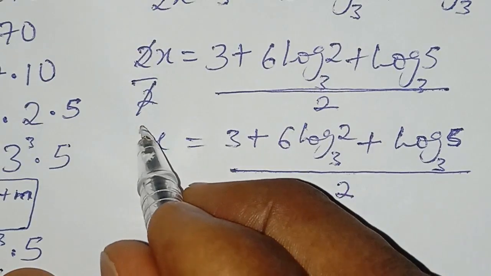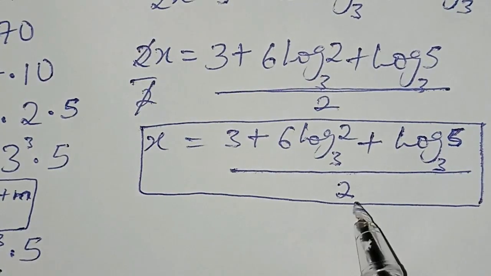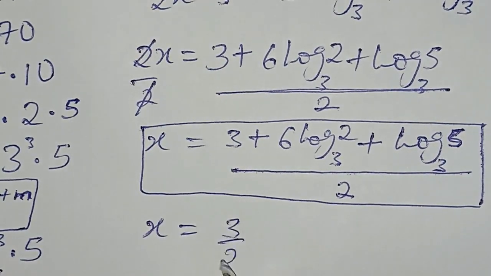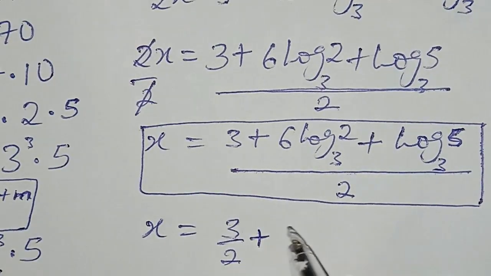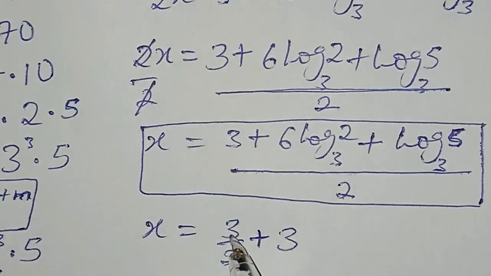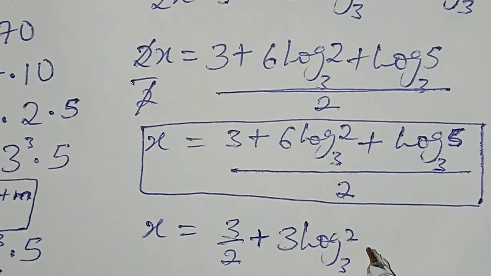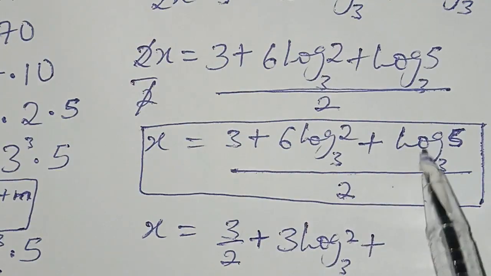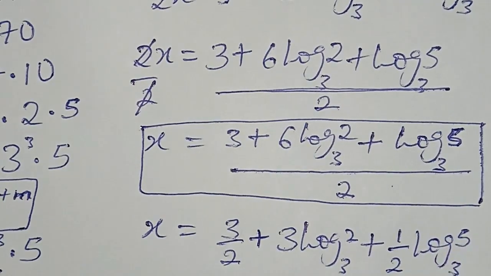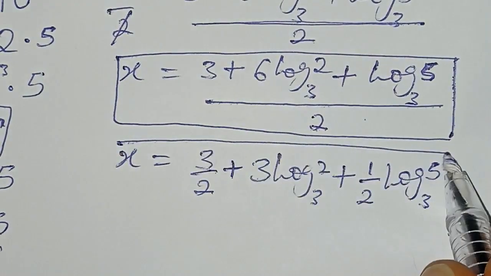This can as well be our x, or better still, if we want to simplify it further, we can also write it as x can be equal to 3 over 2 plus 3 log 2 base of 3, then plus 1 over 2 log 5 base of 3. 3 divided by 2, we have 3 over 2, 6 divided by 2, we have 3. So this can as well be our x.